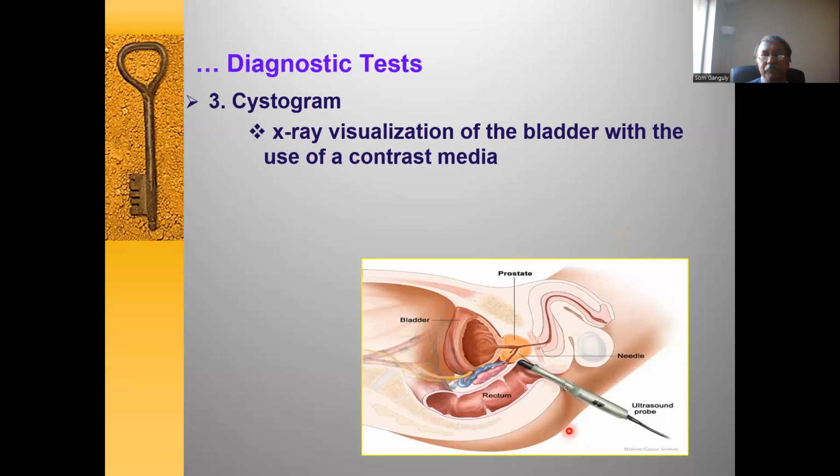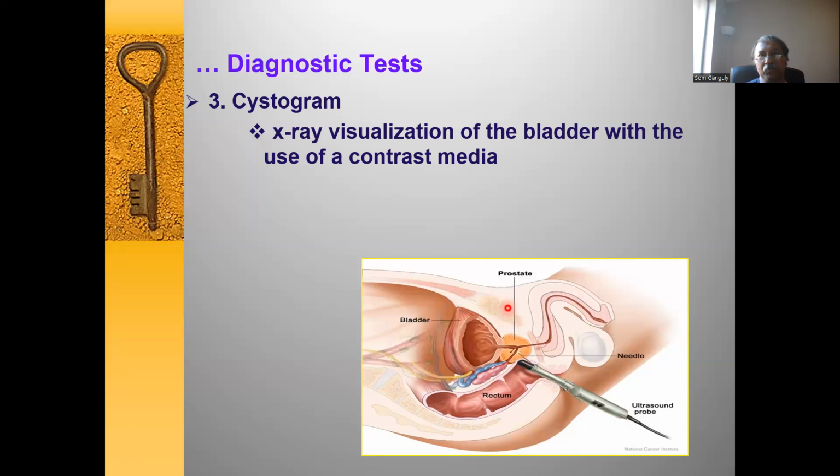Here we can see they can do an ultrasonic diagnostic test where they use the ultrasound probe through the rectum, anal canal, into the rectum, and they can reach the prostate, the underside of the prostate.